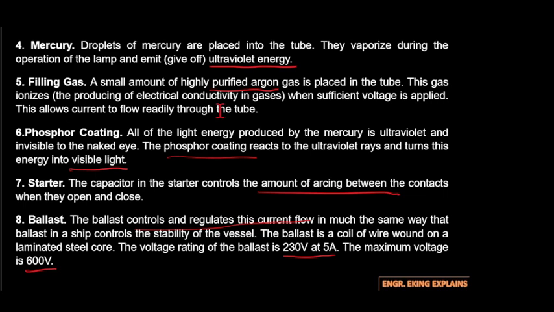The ballast is a coil of wire wound on a laminated steel core. The voltage rating of the ballast is 230 volts at 5 amperes. So the maximum voltage na kaya ng ating ballast before it will be destroyed is 600 volts.